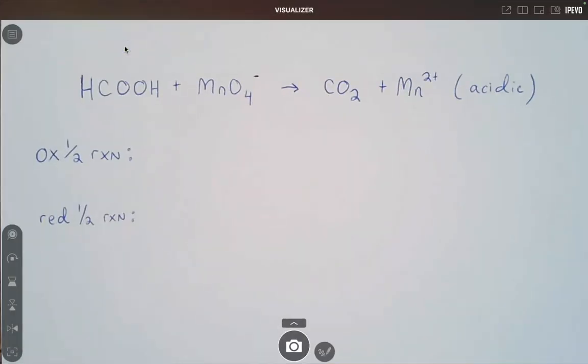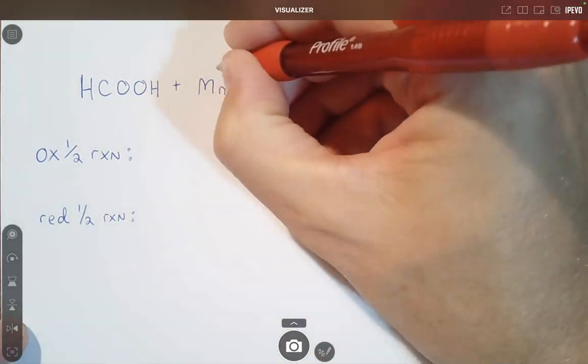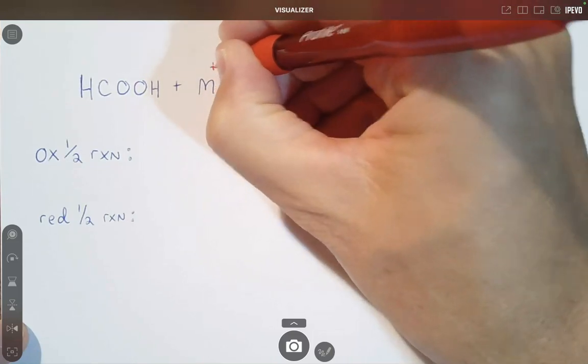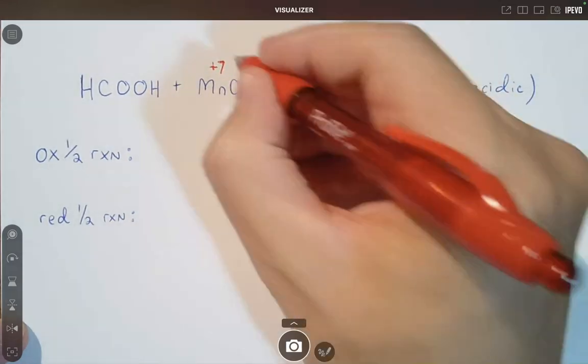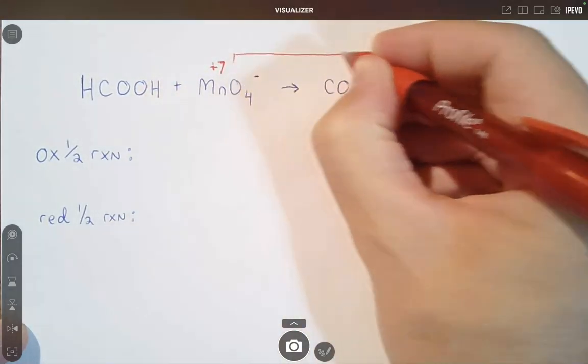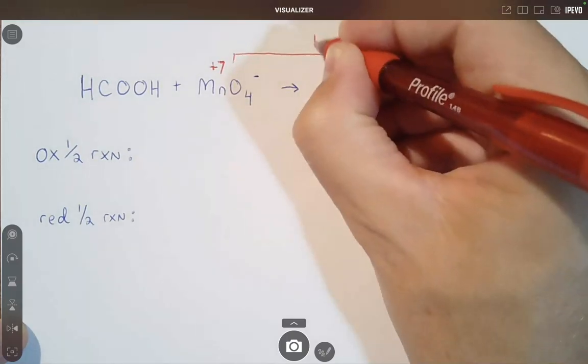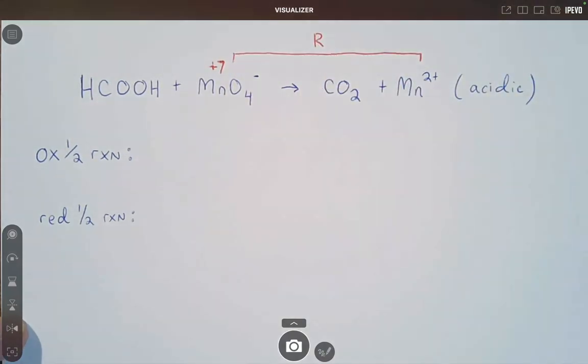And off we go. So here is our skeleton equation, and we want to balance this. So the first thing we're going to have to do is figure out who is being oxidized and who's being reduced. Okay, now in this case, I'm going to find that manganese is a +7, and it converts into a +2. So therefore, manganese is being reduced.